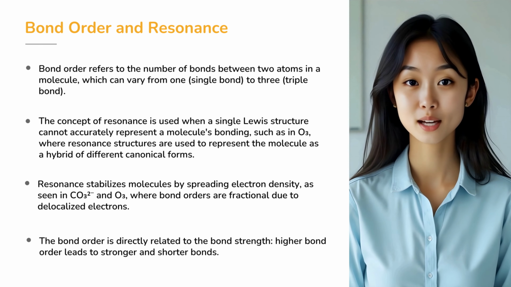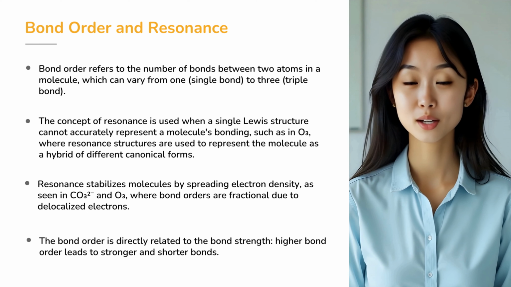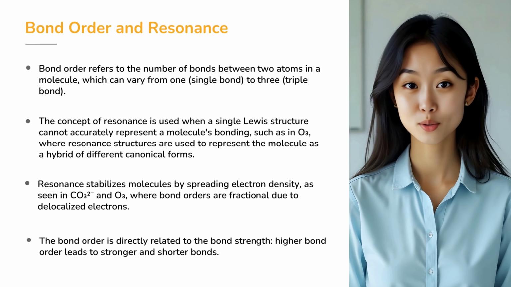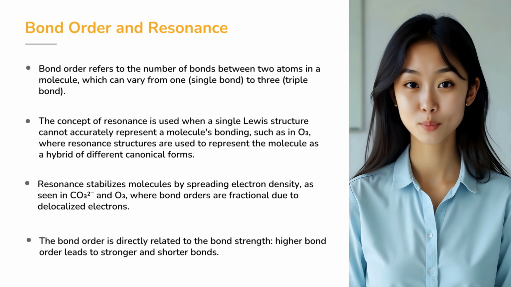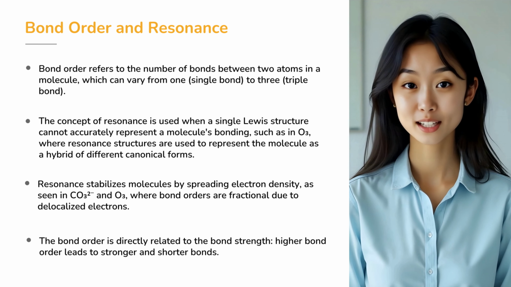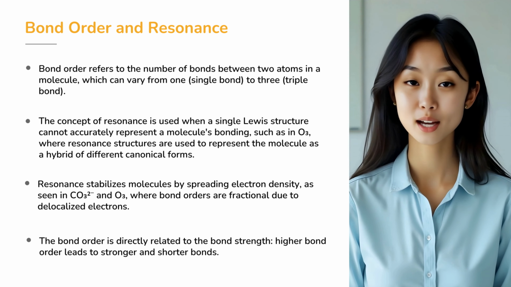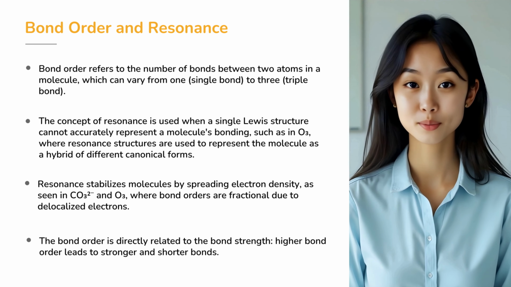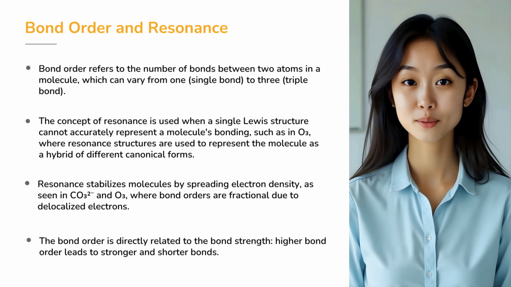Bond order is the number of bonds between two atoms. In a simple molecule like hydrogen, H2, bond order is 1 because it has a single bond. But in oxygen, O2, bond order is 2 because it has a double bond. This bond order helps us understand how strong the bond is. Higher bond order generally means shorter and stronger bonds.